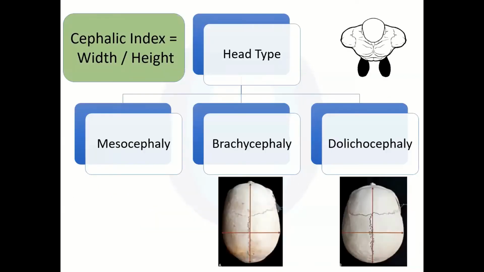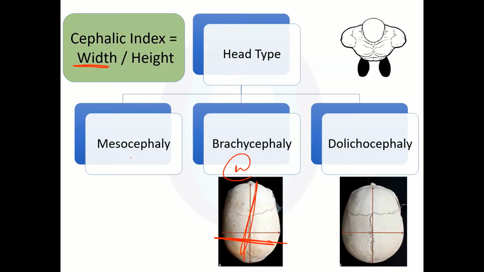The next thing that you see is cephalic index. You see how the head is. In cephalic index, what you have to see is width by height. So this is the width and height. So brachycephaly is short and broad, dolichocephaly is long and narrow, and mesocephaly is?